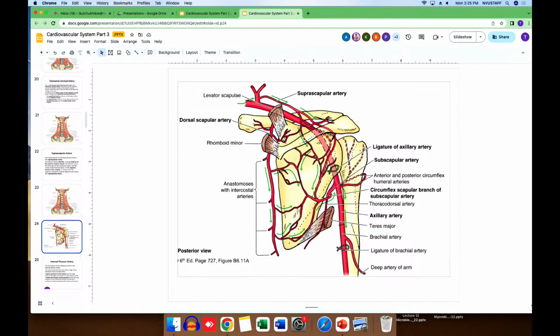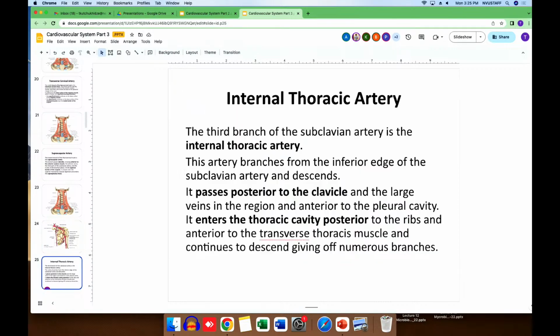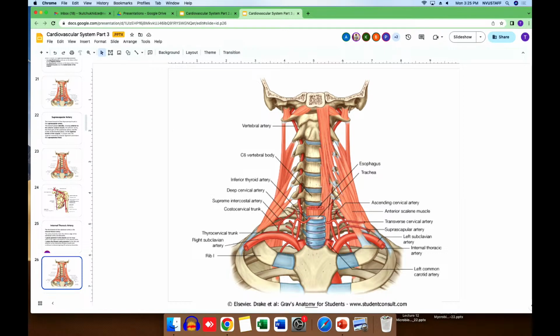Another branch, one of the branches of our subclavian artery, is also the internal thoracic artery. And the internal thoracic artery, it is this one, as you see, it is not going upwards as others were going upwards, vice versa, it is going downwards. Thus, this artery normally branches, as you see, from the inferior border of the subclavian artery and descends downwards. It passes posterior to the clavicle, the large veins in the region, and anterior to the pleural cavity.